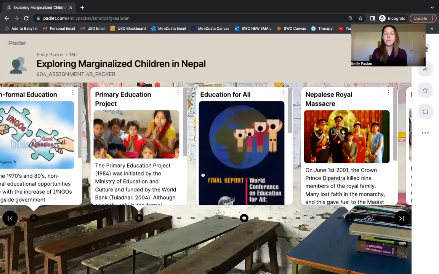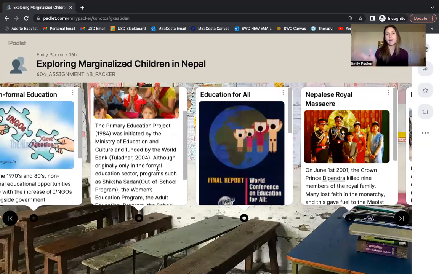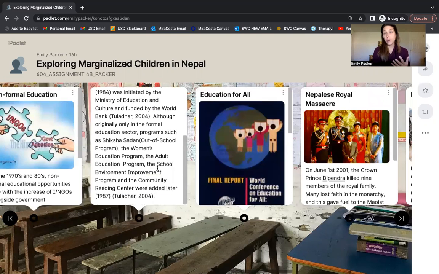And an example of one of those alternatives, the Primary Education Project. And this was initiated by the Ministry of Education and Culture and funded by the World Bank. So this was in the 1980s. So we see the influence of the World Bank and other major international organizations coming in and starting to influence Nepali education.